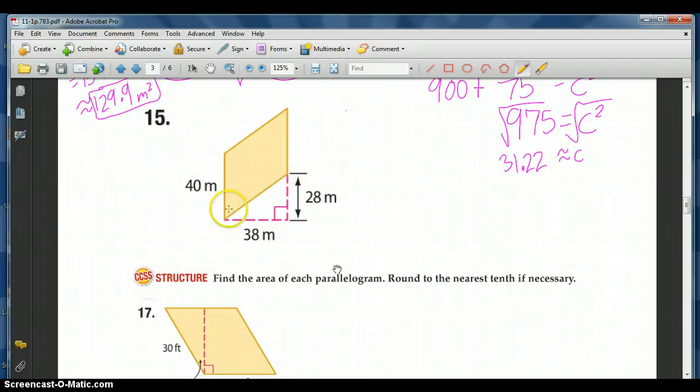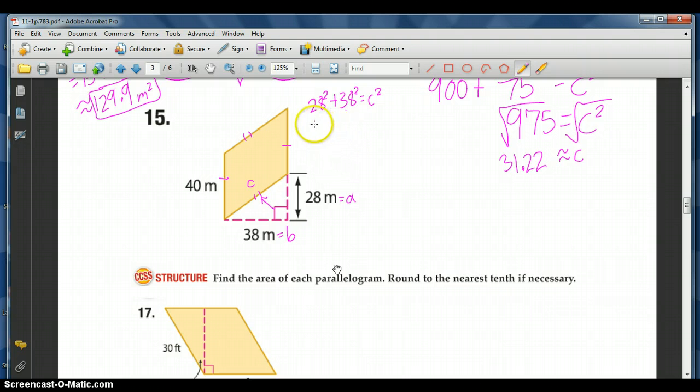On number 15, we have this parallelogram. So to find its perimeter, we know these two sides are both 40, but we need to find these two sides, which will also be congruent. So to find this side, we have a right triangle, and we're looking for the hypotenuse. So we can call these other two sides A and B and use the Pythagorean theorem to solve for C. So 28 squared plus 38 squared is equal to C squared.